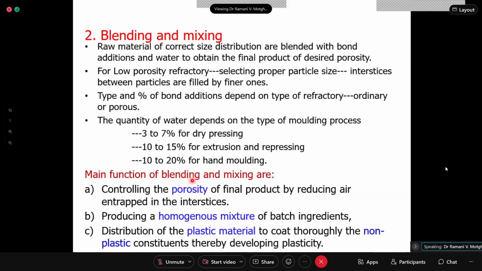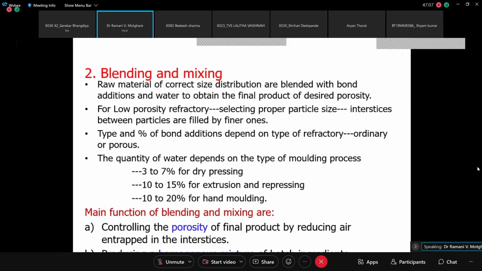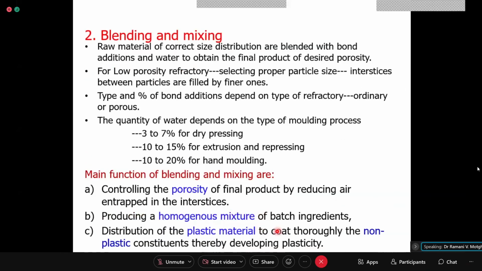Main function of blending and mixing are controlling the porosity of the final product by reducing the air entrapped in the interstices, producing a homogeneous mixture of batch ingredients.